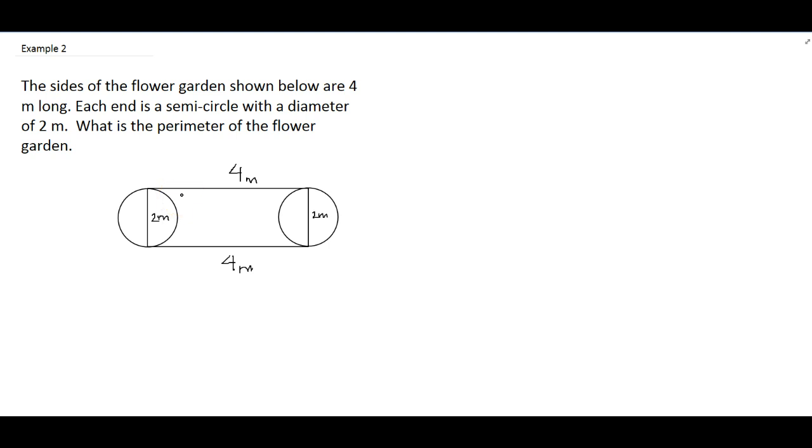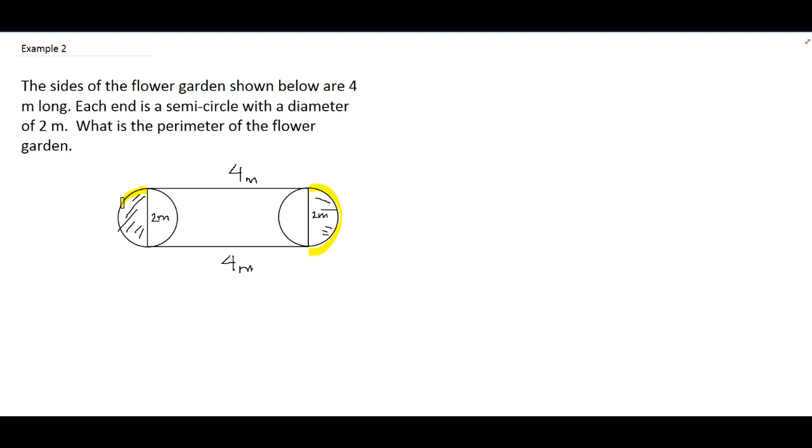Now, I've set up this drawing so that you can see that we've got 2 semicircles at each end and a rectangle running through it. Now, it's important to remember that that's not necessarily how the shape is going to be seen. You might only see the outside line, and you have to recognize, oh yes, this piece is a semicircle and this piece is a semicircle. So our goal is to find the perimeter of the flower garden. So we need to find this portion of our semicircle and this portion of our semicircle.